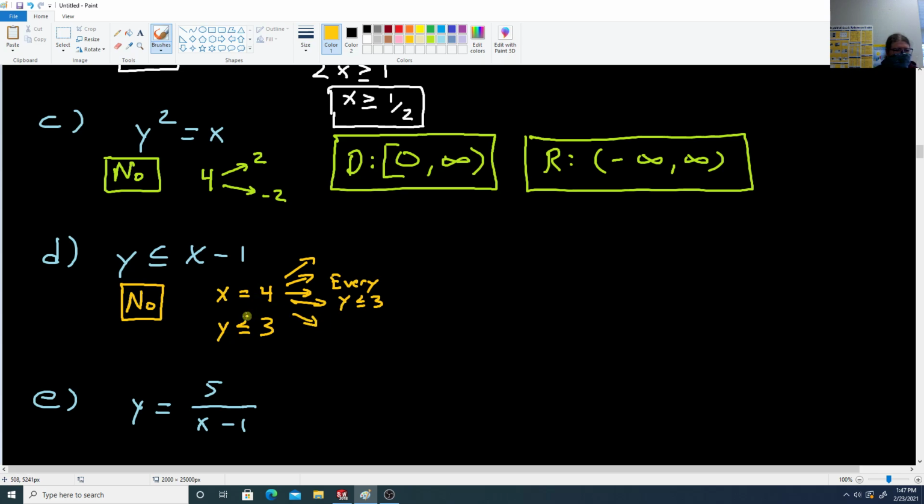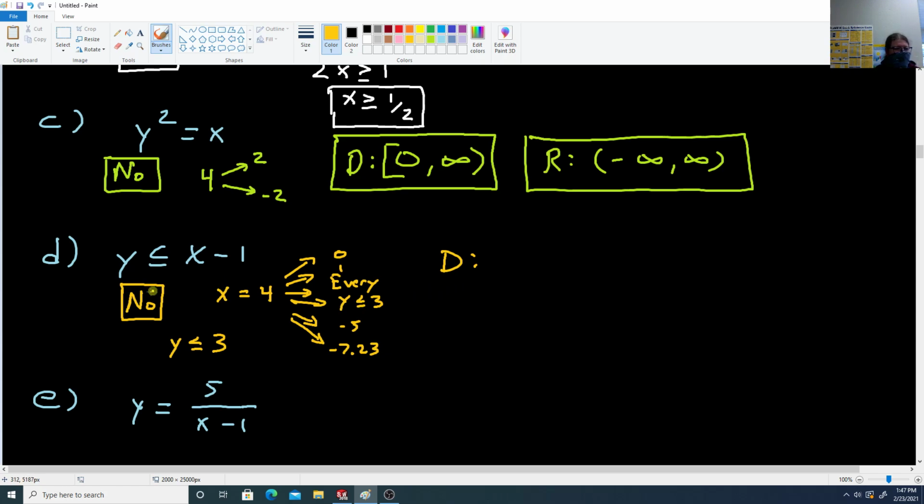So you're trying to send x equals 4 to every single y, like 0 is less than 3. 1 is less than 3. Negative 5 is less than 3. Negative 7.23 is less than 3. Basically, the input x is being sent to every single y value less than 3. There are infinitely many of them, so no, it's not a function.